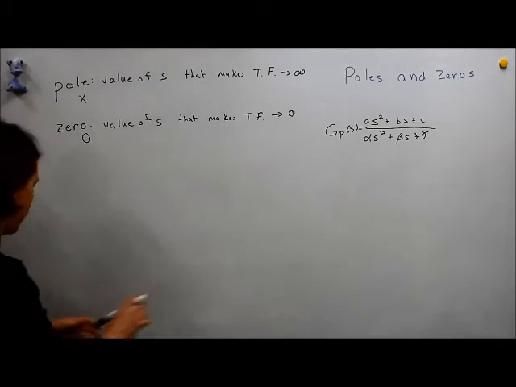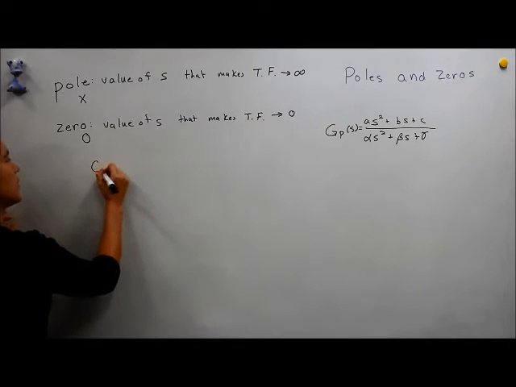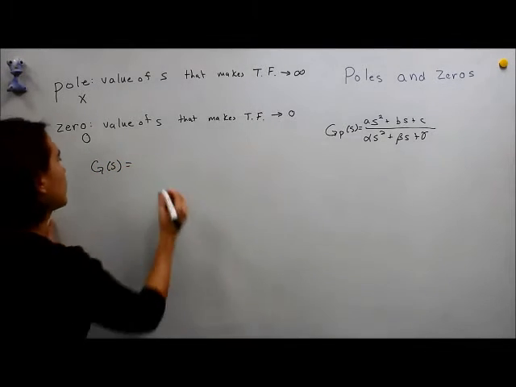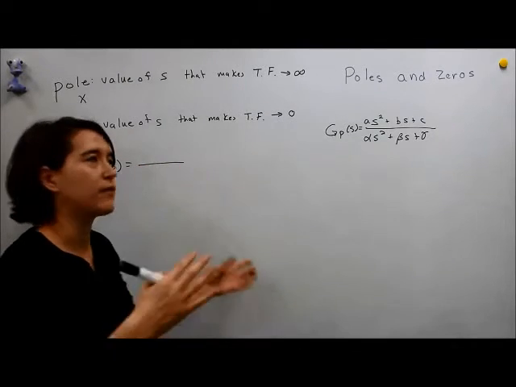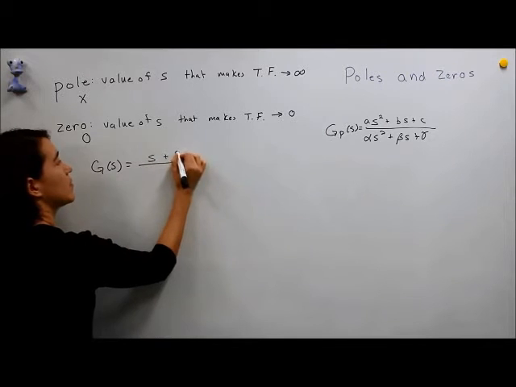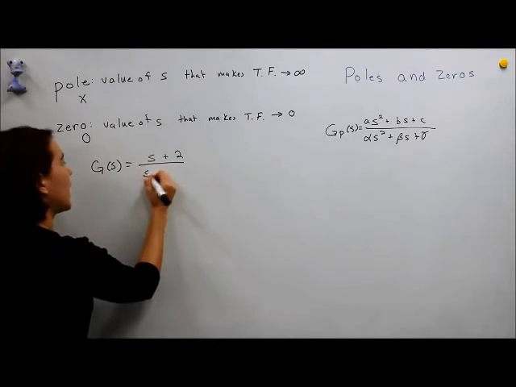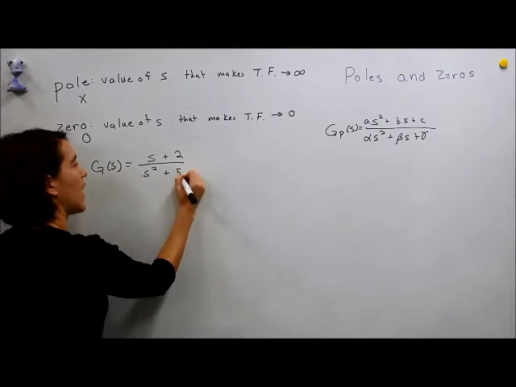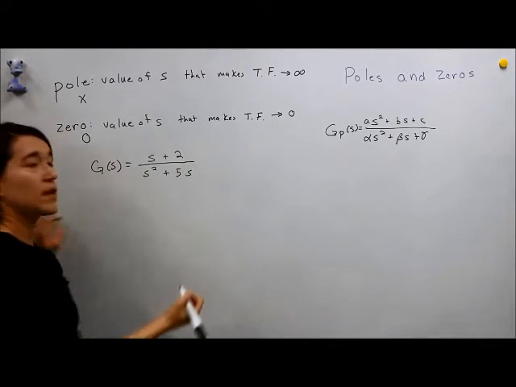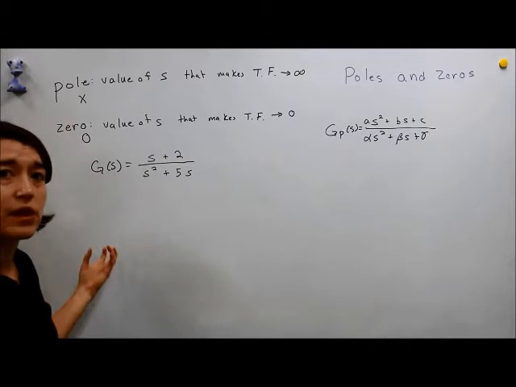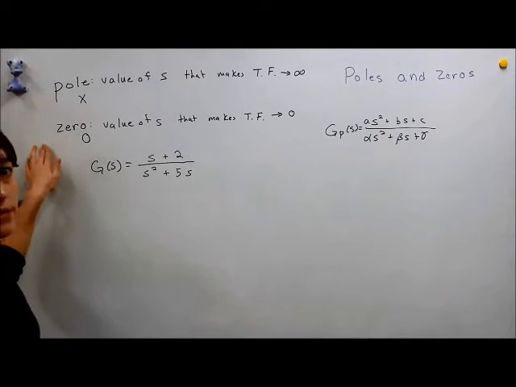So let's just do a quick example. We're going to use g of s, and we're going to say we did our model and we figured out our system, and we end up with this transfer function, s plus 2 in the numerator, and we put it in our standard form, so we had s squared plus 5s in the denominator. So if this is our starting function, we can find the poles and zeros of it.